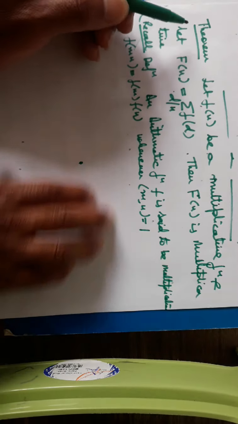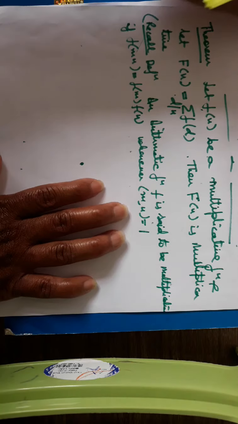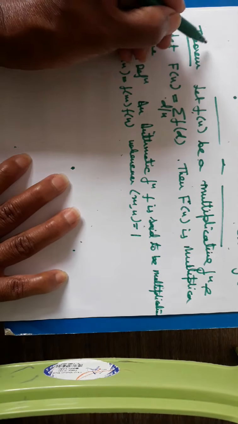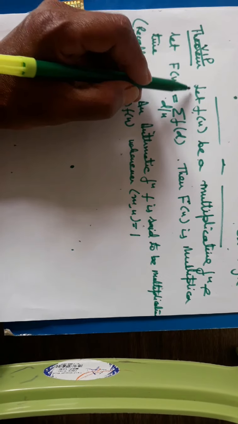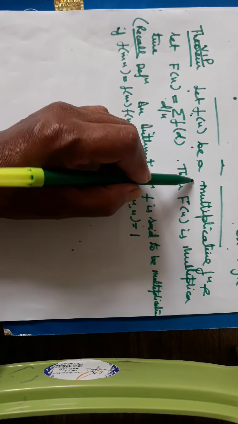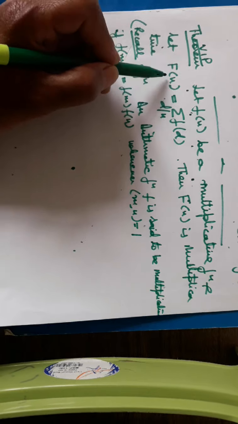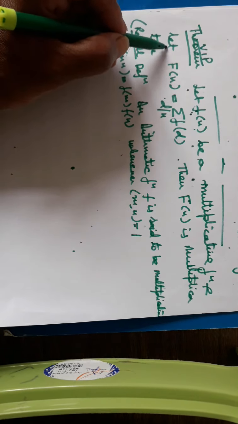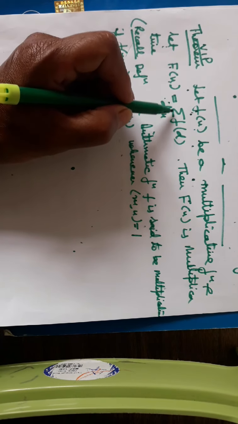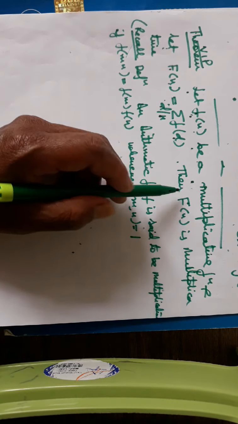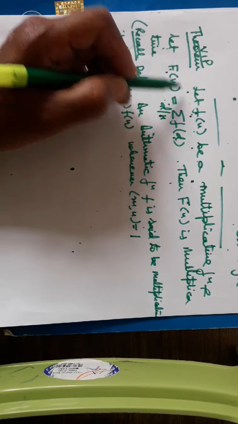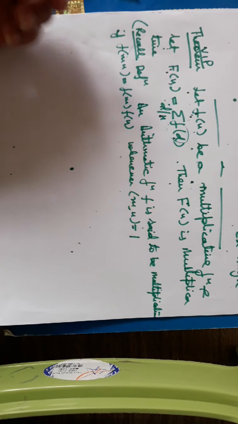Good morning, students. Now we come to the discussion of this theorem, which is an important theorem from arithmetic functions. It states: let f(n) be a multiplicative function, and this is small f(n), and let capital F(n) be defined to be the summation of f(d), where d runs over the divisors of n. Then show that this capital F(n) is multiplicative if small f is multiplicative.